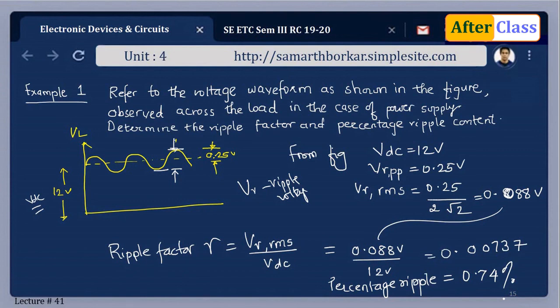Now see here, in this particular example, we have not mentioned anything about the component values, inductor, capacitor, nothing has been mentioned about it. But by looking at the waveform itself, we can calculate the ripple value. Fine. Now this is as good as graphical analysis.